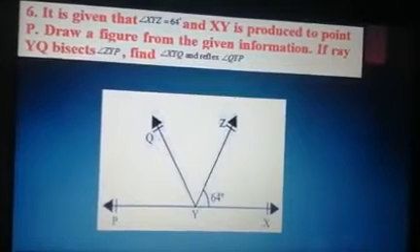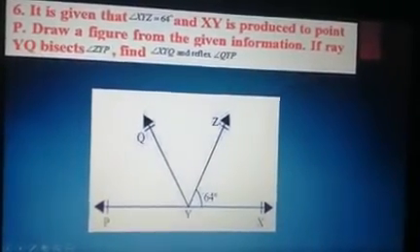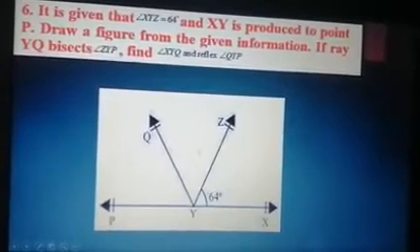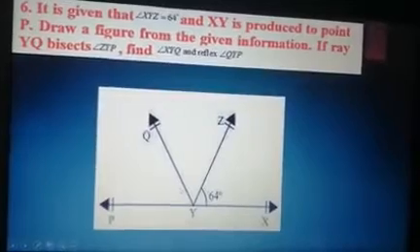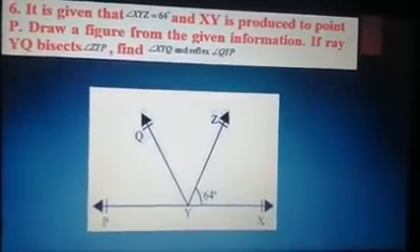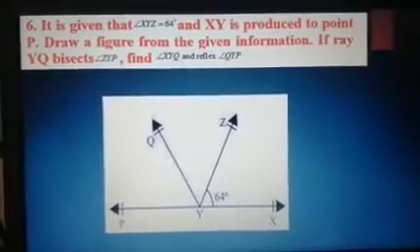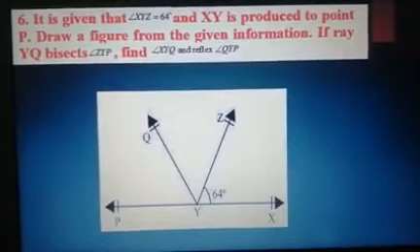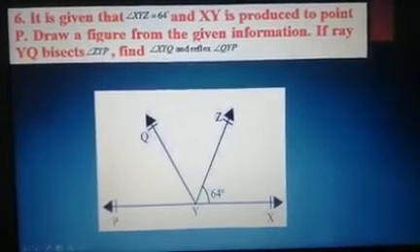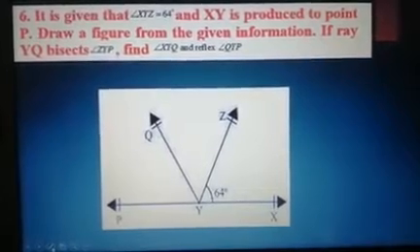And then what they are saying: YQ is a ray which bisects angle ZYP. So what do you mean by bisecting? Bisecting means dividing into 2 equal parts. Trisecting means dividing into 3 equal parts. Bisecting means dividing into 2 equal parts. So here QY bisects this, which means, can I say that this angle is equal to this? Yes. Can I say that?